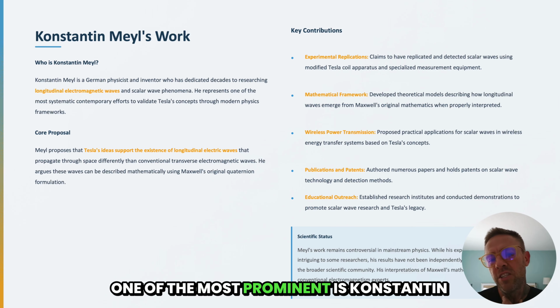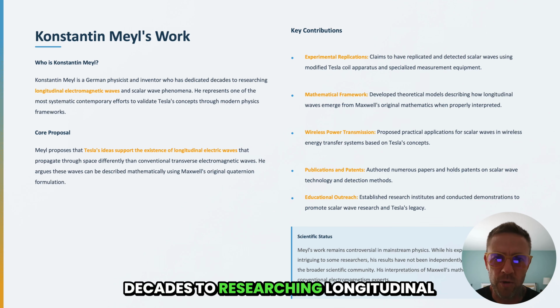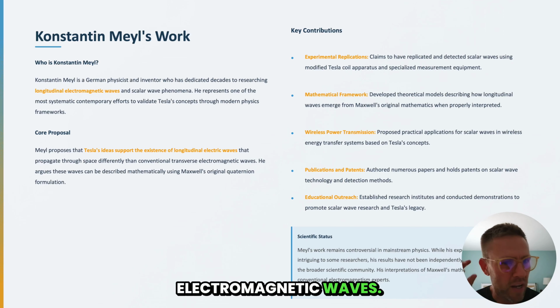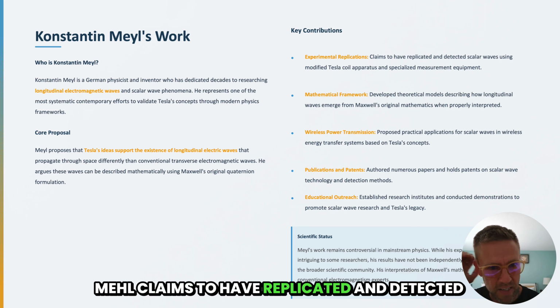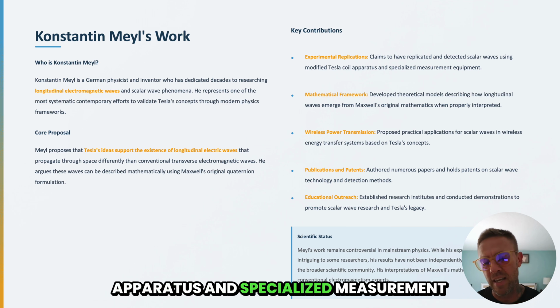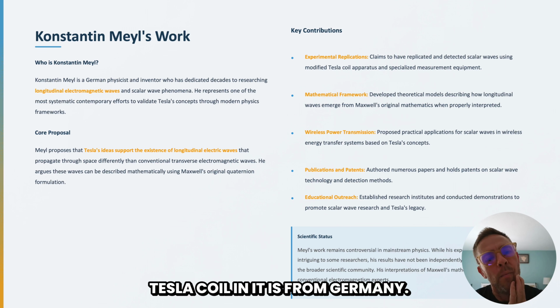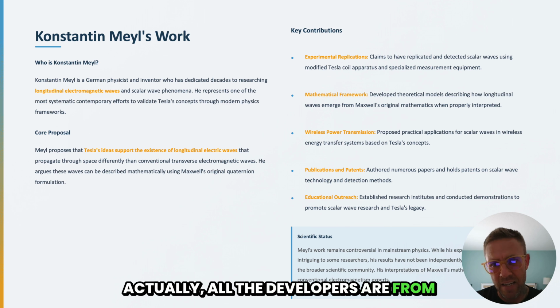One of the most prominent is Konstantin Meyl. He's a German physicist who has dedicated decades to researching longitudinal electromagnetic waves. Meyl claims to have replicated and detected scalar waves using modified Tesla coil apparatus and specialized measurement equipment. One of the devices that I have that has a Tesla coil in it is from Germany, actually. All the developers are from Germany.